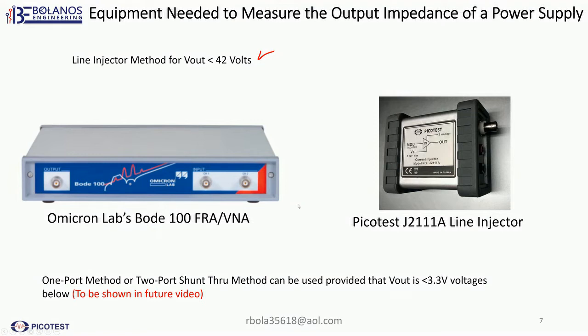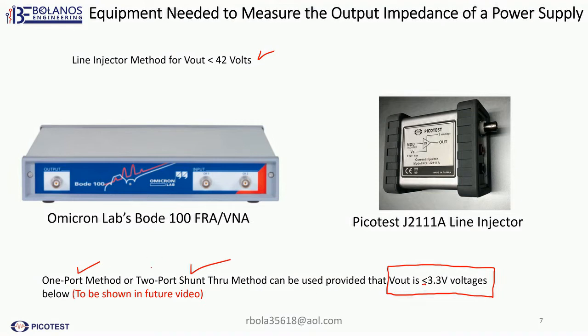I recently upgraded my lab by purchasing the Bode 100, and with these two pieces of equipment you can measure the output impedance. Now I do want to say there are two other methods that you can use. You can use the one port method, and there's another one that's a little bit more accurate, which is the two-port shunt through method. Those are very accurate for low impedances. The only thing is that you want to be sure that your output voltage is equal to or lower than 3.3 volts.